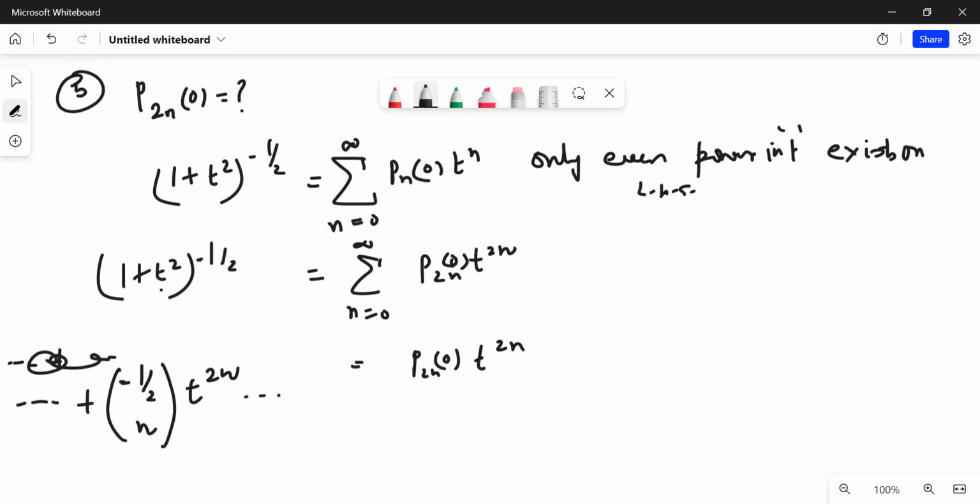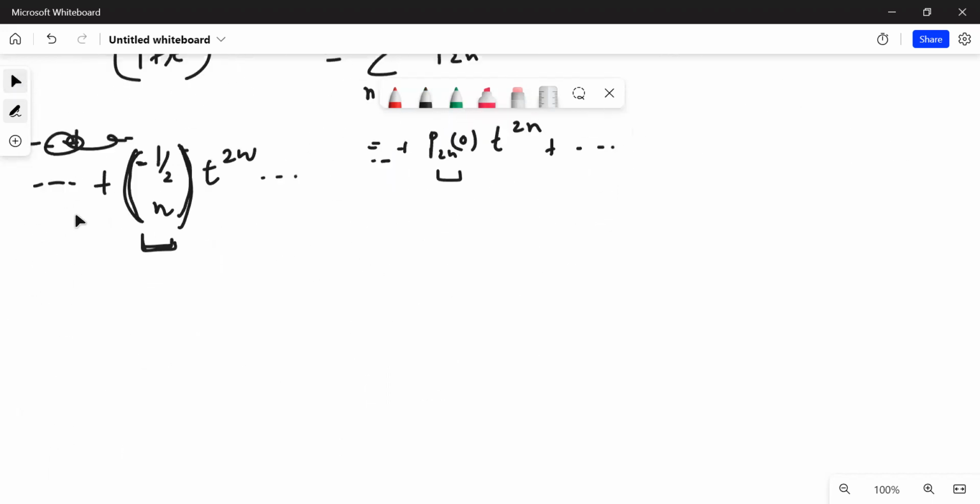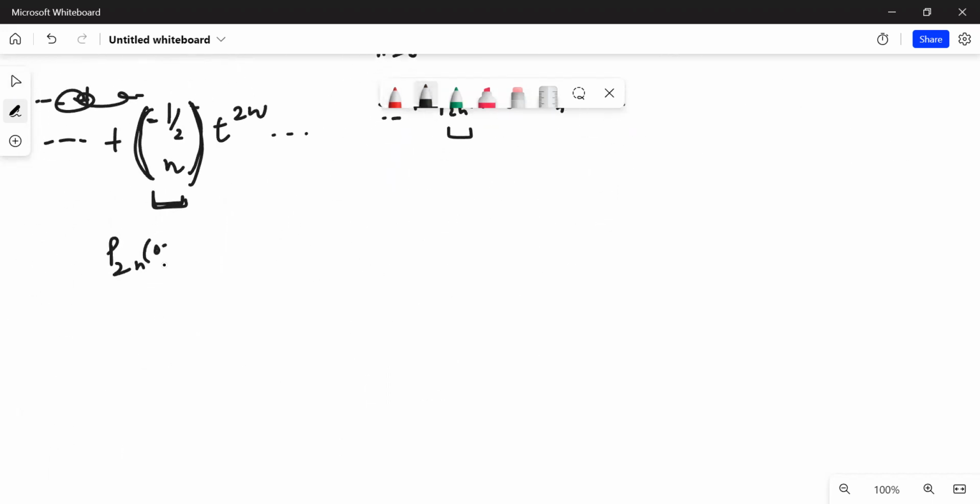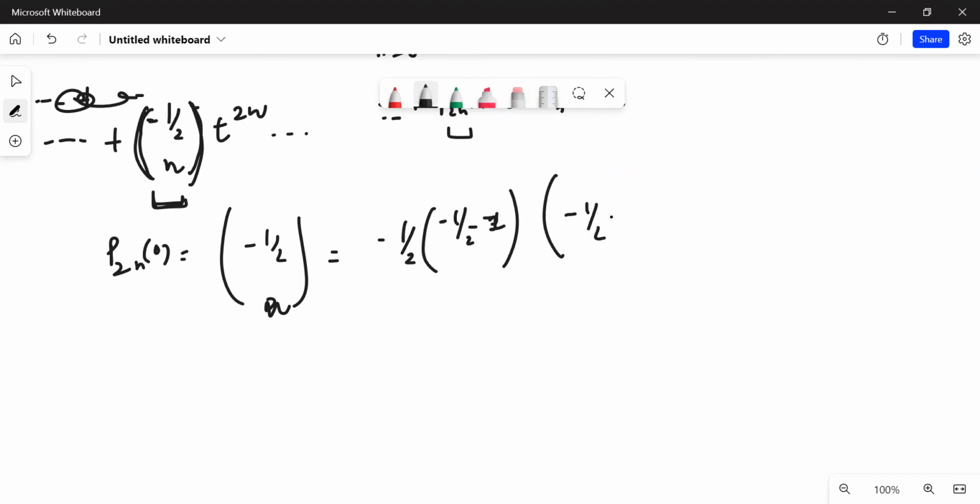मतलब इसका nth जो टर्म है, जब इसकी पावर n हो जाएगी तो -1/2 choose n, t की पावर 2n इज इक्वल टू, कुछ आगे टर्म्स होंगे, कुछ पीछे टर्म्स होंगे, आई एम नॉट कंसर्न। सो p2n 0 इज इक्वल टू -1/2 choose n, like this. Is that clear? And this will be equal to what? So I'll write my p2n 0 would be -1/2 choose n, which is equal to -1/2, and then again -1/2 -1, then again -1/2 -2, dash dash, -1/2 minus n minus 1, divided by n factorial.